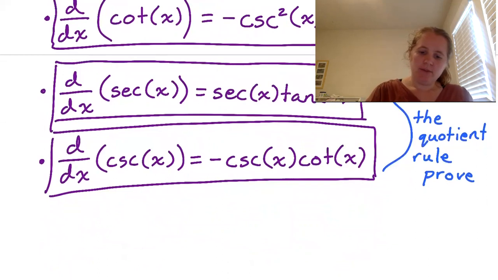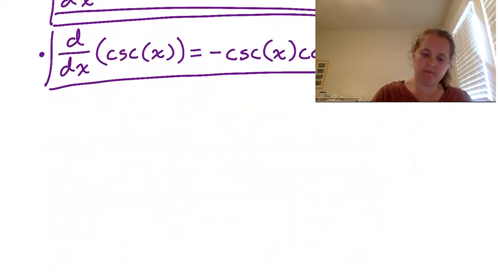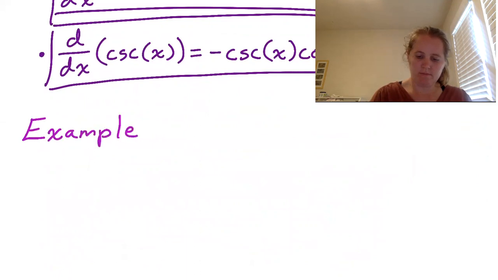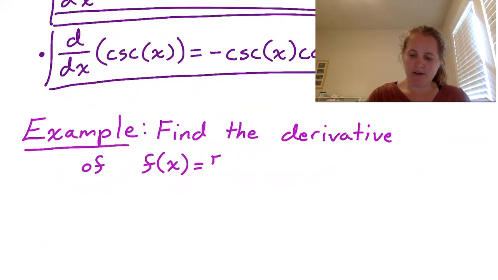All right, so let's just do a quick example. If I want to find the derivative of f of x equals 5 times the cotangent of x minus 3 times secant x.